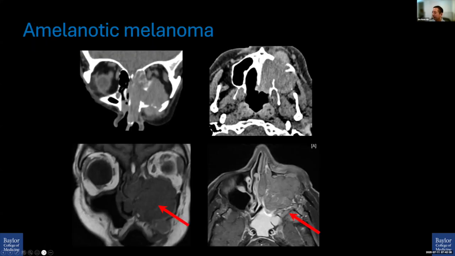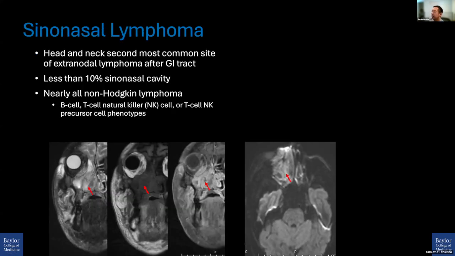But we have to complicate things. And here is an amelanotic melanoma. You can see it's quite aggressive, extending into the orbit and the premaxillary soft tissues. But on the T1, it's dark. There's no bright T1 signal. So not everything is absolute. You can have amelanotic melanomas.